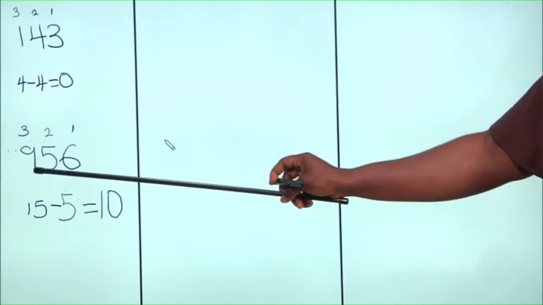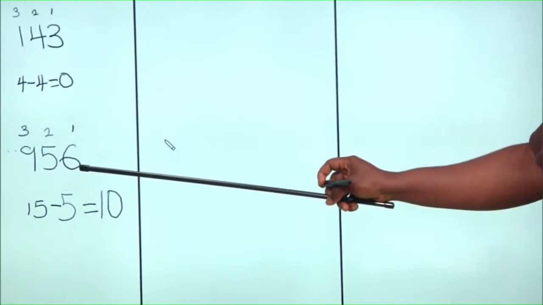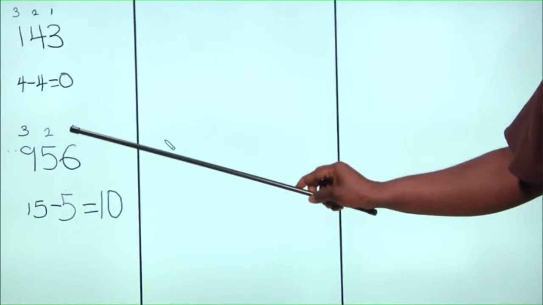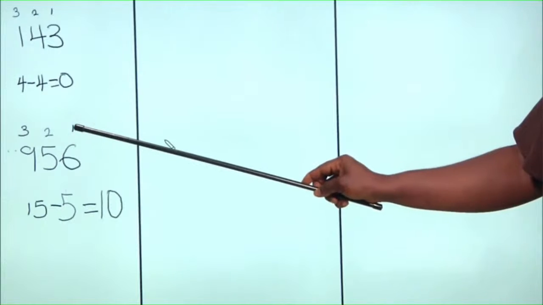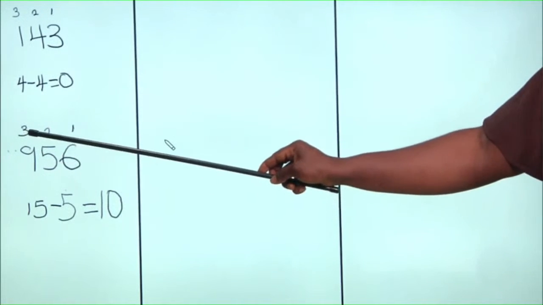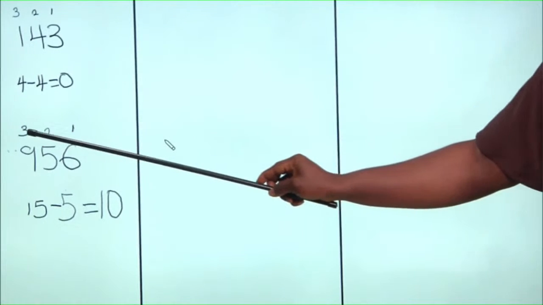This is the number 956. And we have to position the numbers. We have the 6 to be the first, 5 is second, and then 9 is third. So we have first, second, third.